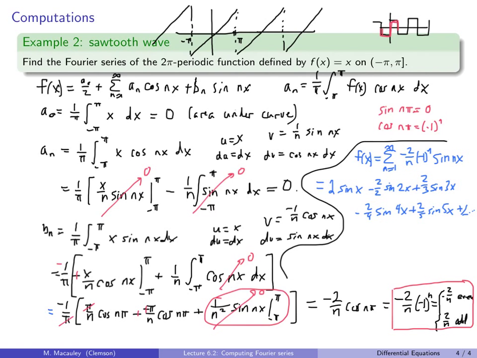This function is this sawtooth wave. Well, it's almost a sawtooth wave. It's the sawtooth wave where at these breakpoints, it takes the value of 0, the average of pi and negative pi. Because notice, if you plug in 0 into here, if you plug in pi into here, you're going to get 0, and that's this point right here.